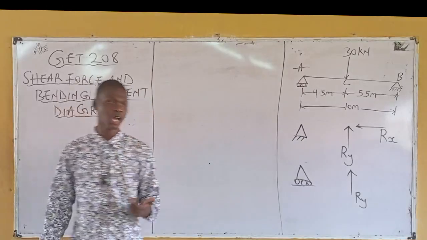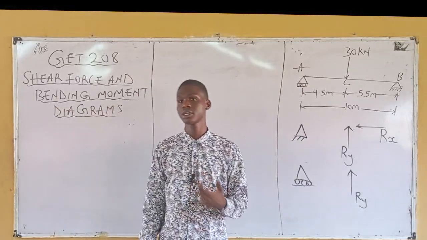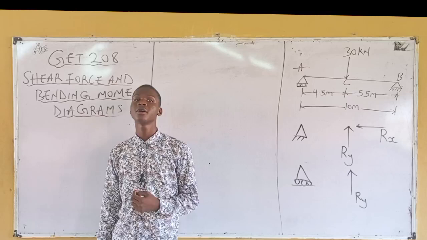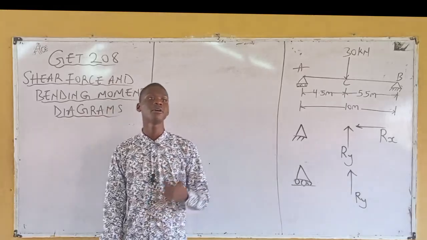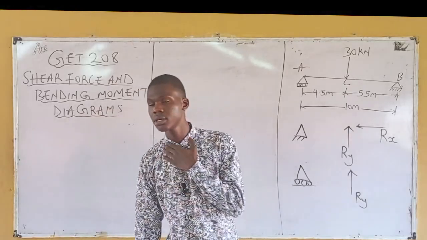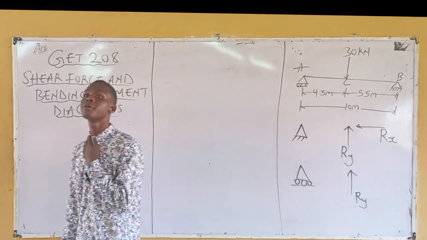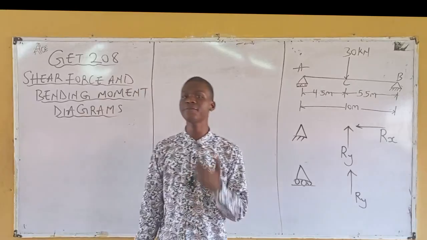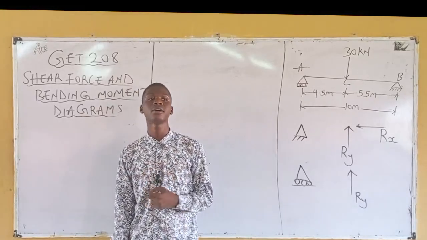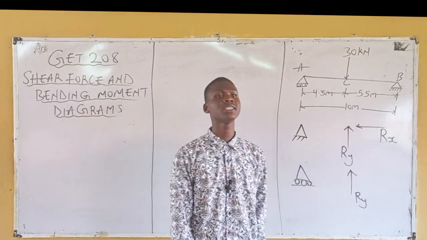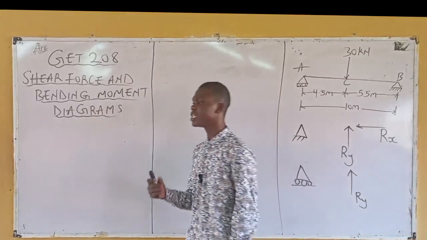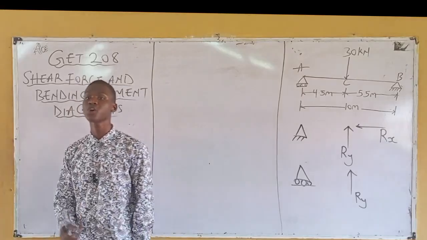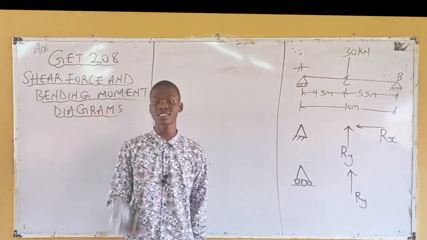Free body diagram. Now by definition, take down, what is free body diagram? Free body diagram is a diagram that shows the hidden force in a structural system.